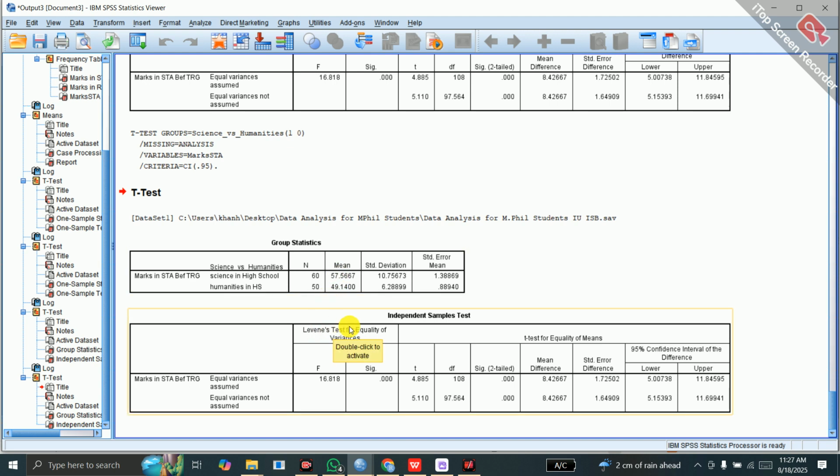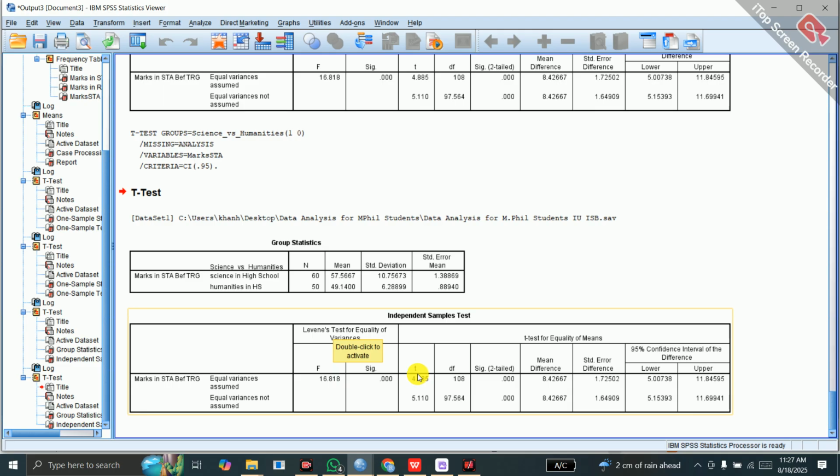Levene's test for equality of variances. So there are two things: either we assume equal variances or equal variance is not assumed. So to test equal variance is assumed, this is the computed value of the F statistic and this is significant. So the null hypothesis of no difference between the variances of the two groups is rejected because this p-value is less than 0.05, so we use this one.